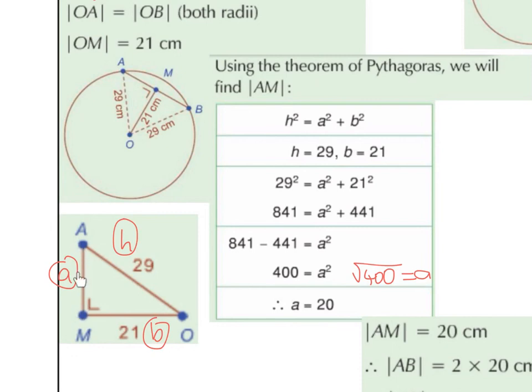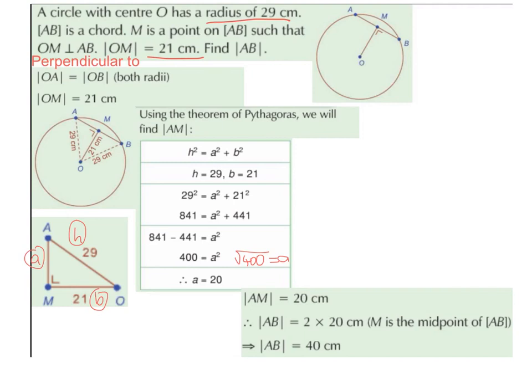So from A to M, we have a distance of 20. So we're going to multiply that by 2 to get the distance from A to B. So if from A to M is 20, then multiply that by 2. 2 times 20 is going to be 40. So the distance from A to B is going to be 40 centimeters. So AM was 20 centimeters. AB is 2 times 20 centimeters because M is the midpoint of AB. So M is in the very middle of AB. So AB is equal to 40 centimeters.